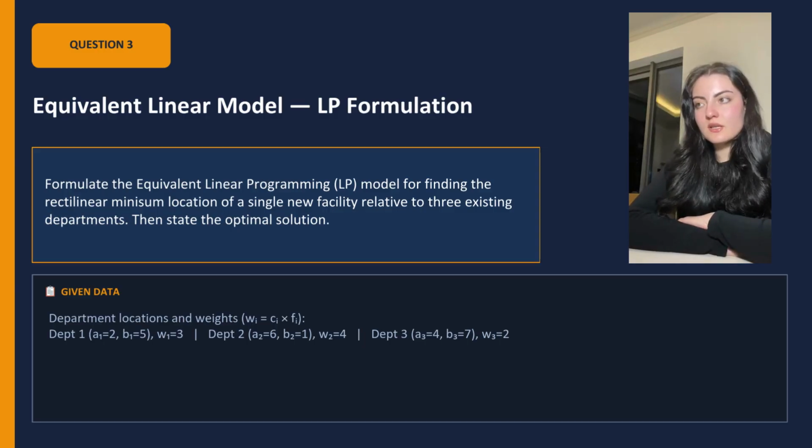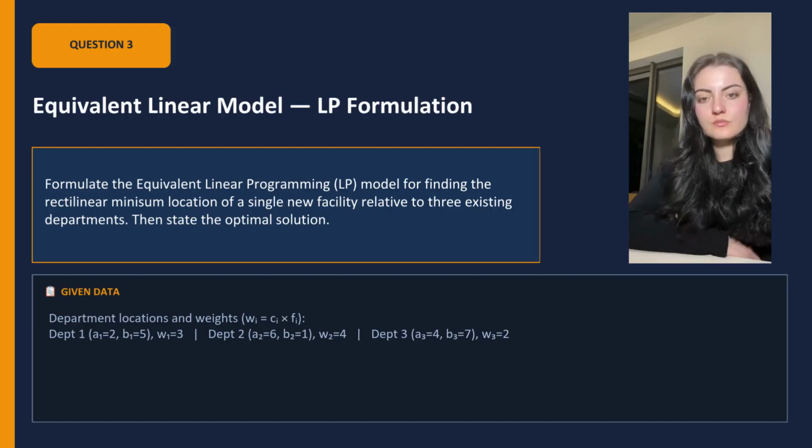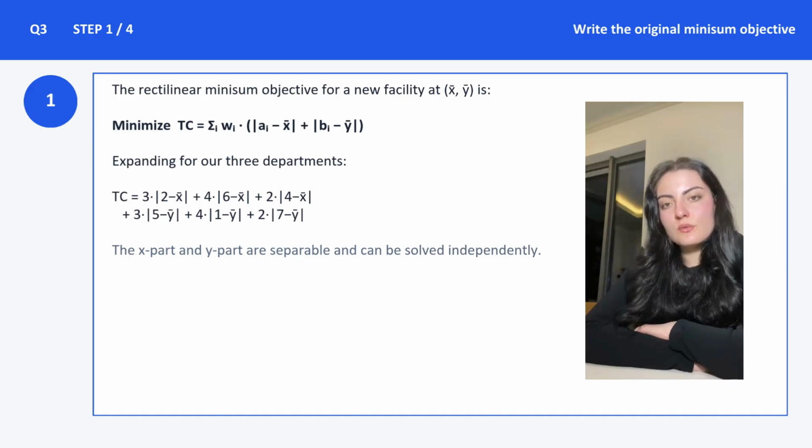Next, in question 3, the goal is a little different. We still have a rectilinear minisum problem, but now we want to write it as an equivalent linear programming model. The challenge is that the objective function contains absolute values, so we need a way to express those terms in linear form. So you can see the original objective function in this slide.